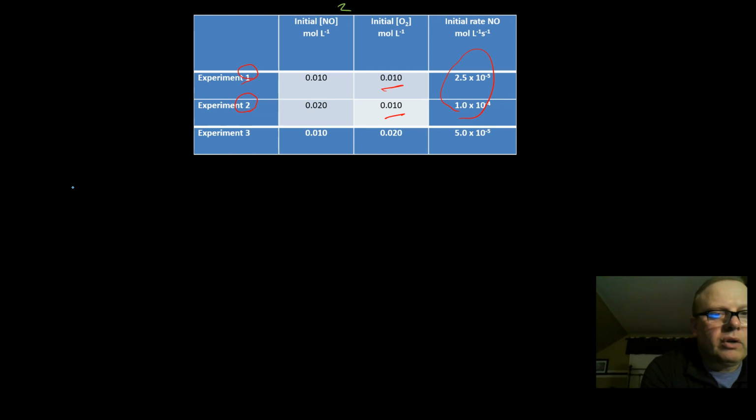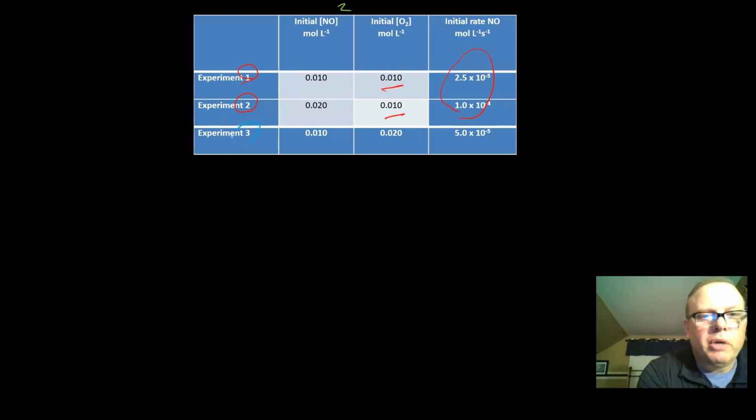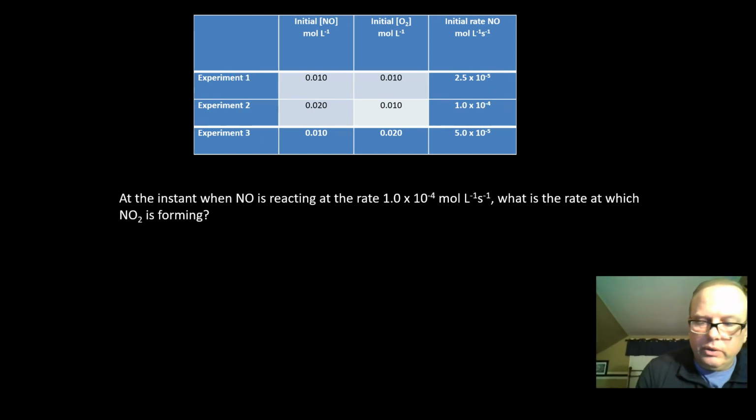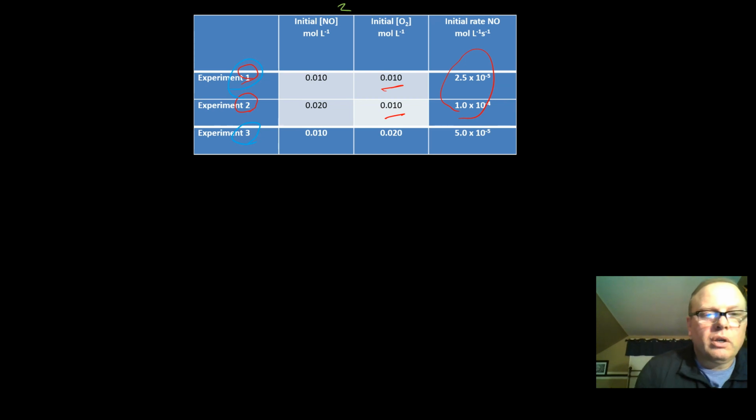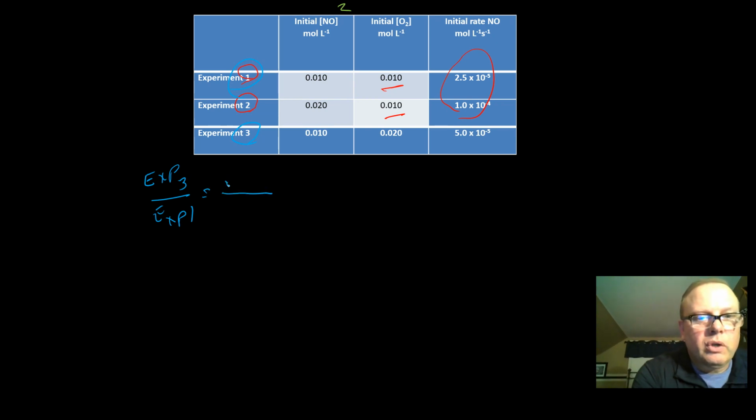Okay, so here we'll go over here, and what we're going to compare, I think, now is experiment 3 and experiment 1. If we do that, that will allow us to get rid of the nitrogen monoxide. Although we know its rate order, we don't necessarily need to have that. So now what we're going to do here is put experiment 3 over experiment 1, and that will equal the rate from 3 over the rate from 1, which will equal, again, the K over K.